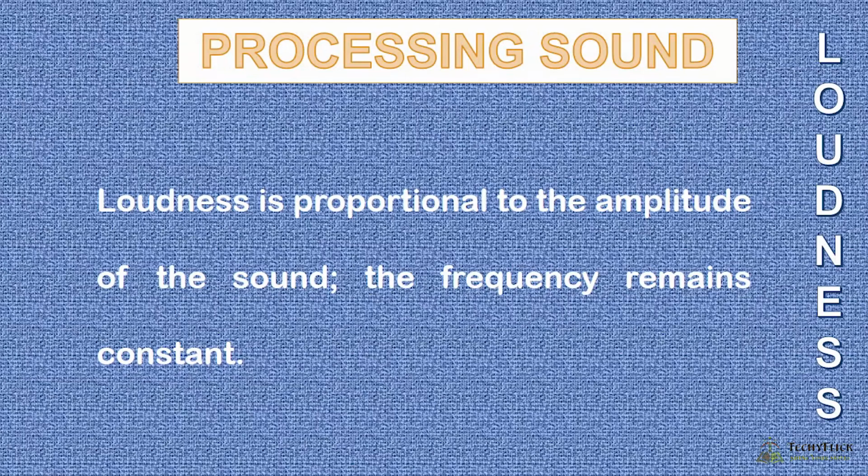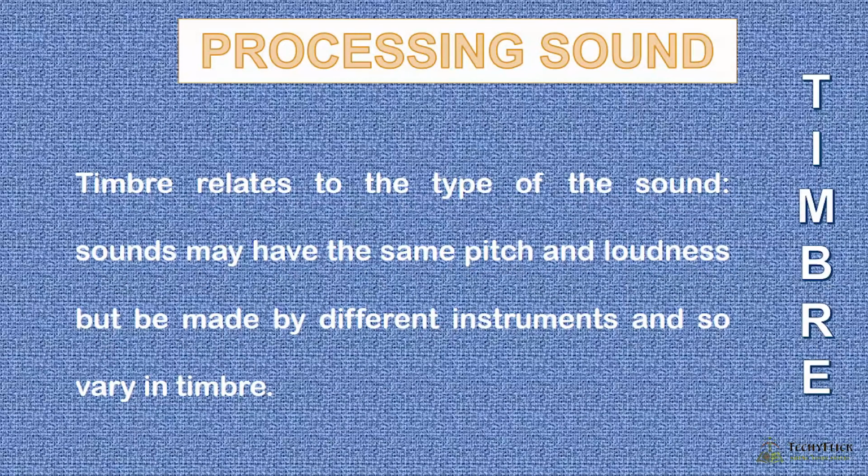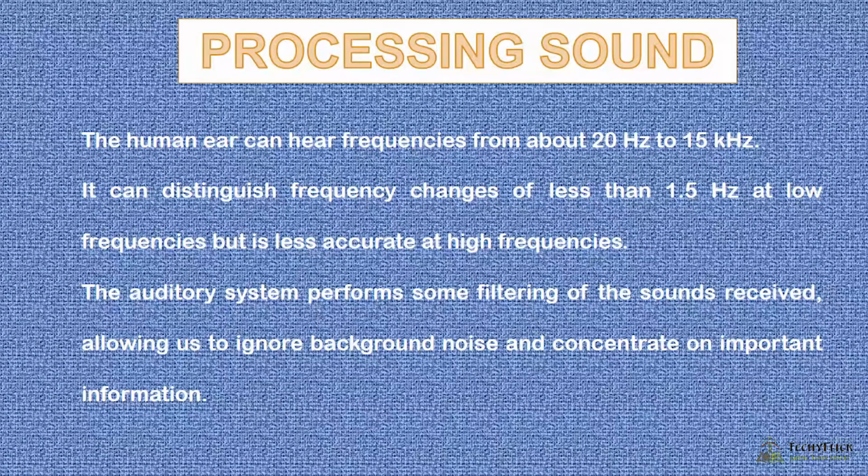The frequency remains constant. Timbre. Timbre relates to the type of the sound. Sounds may have the same pitch and loudness but be made by different instruments and so vary in timbre. The human ear can hear frequencies from about 20 Hz to 15 kHz. It can distinguish frequency changes of less than 1.5 Hz at low frequencies but is less accurate at high frequencies.